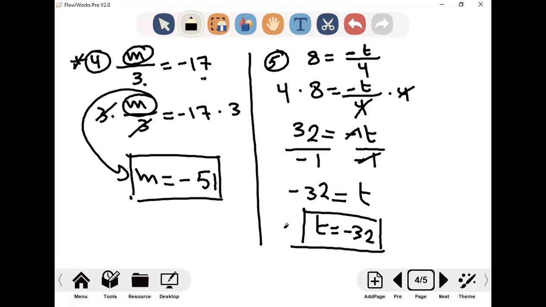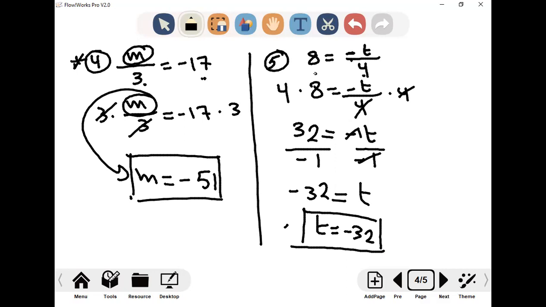Let's check our answer here. Replace t by what? Now you have a negative already. And the t is what? Negative. So you have two negatives, right? Negative t, negative, negative 32. How much? Positive 32. Divided by 4 is 8. Done? You understand the 4 types?